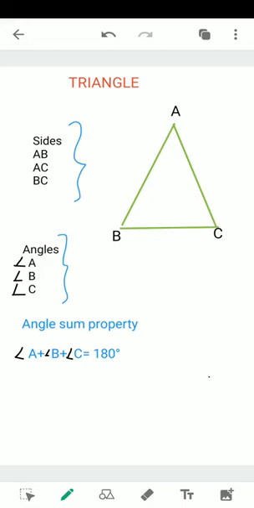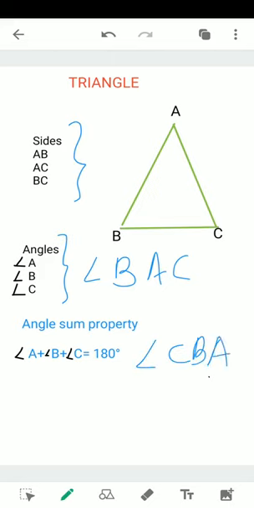At times, angle A we can write as angle BAC in a proper way, and angle B I can write as angle CBA or ABC. So this is the proper way to write angles.